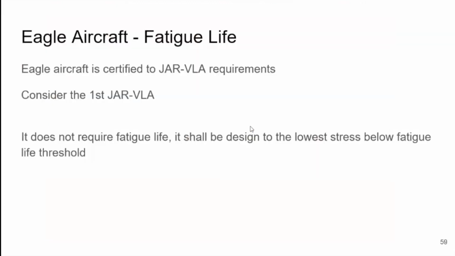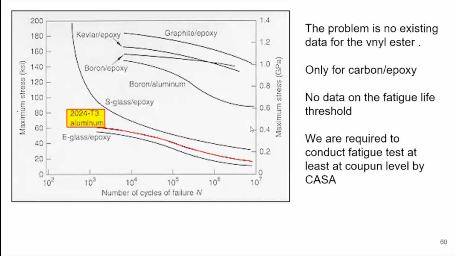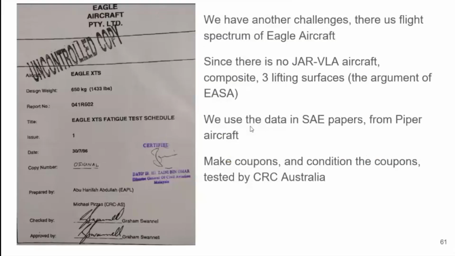Eagle aircraft is a VLA, and a VLA basically does not require you to show fatigue life. The design principle of a very light aircraft is you have to design everything below the fatigue life threshold. The problem that we have is we are vinyl ester. All the data that is available is graphite epoxy, carbon epoxy. So now, what is the fatigue threshold? We can't justify it to the authority, to CASA, and CASA ended up saying, you do the test at least at coupon level. So we developed a test plan to determine the life of the Eagle aircraft.